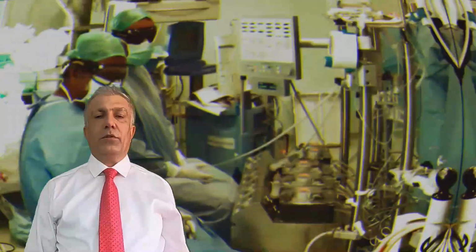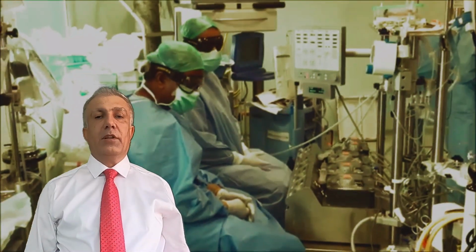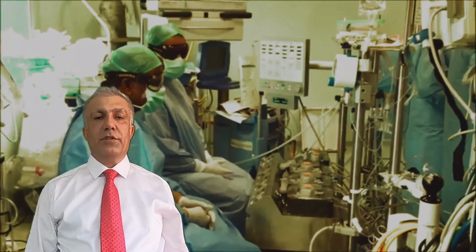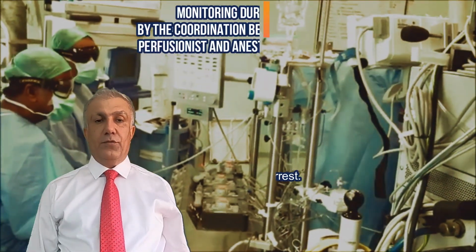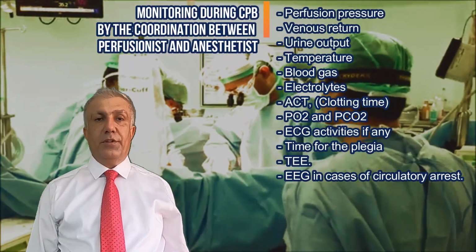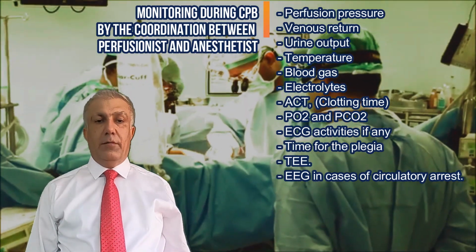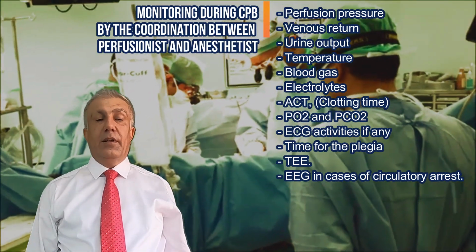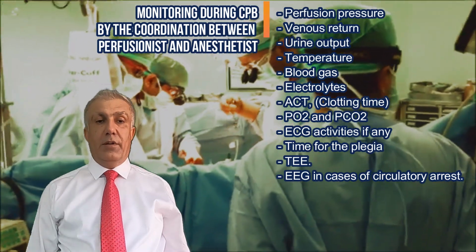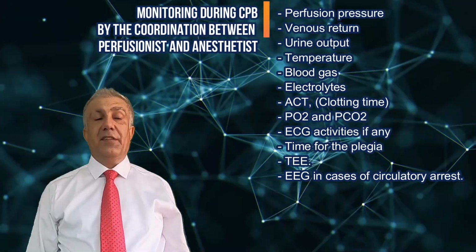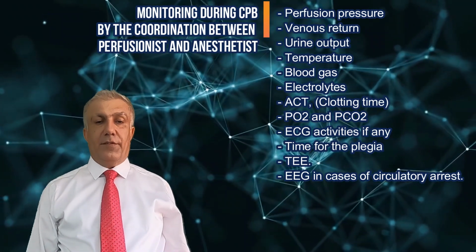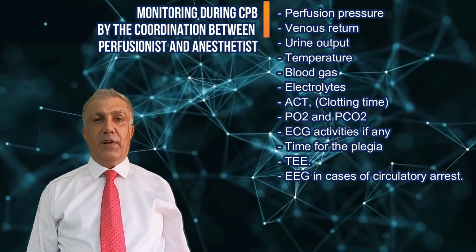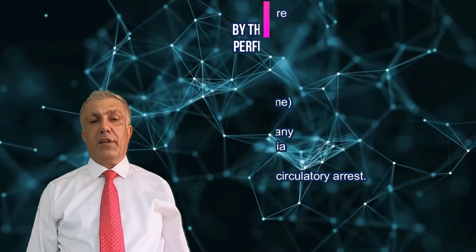Monitoring during cardiopulmonary bypass use will be done by coordination between the perfusionist and anesthetist. It includes monitoring of perfusion pressure, venous return, urine output, temperature, blood gas, electrolytes, ACT, clotting time, PO2 and PCO2, ECG activity if any, time for the cardioplegia, transesophageal echo in cases of valvular surgeries, EEG in cases of total circulatory arrest.